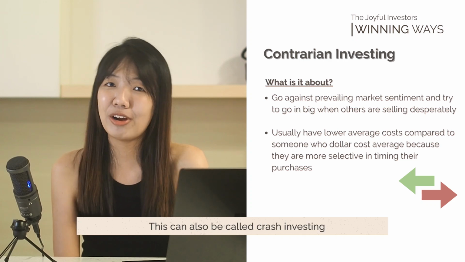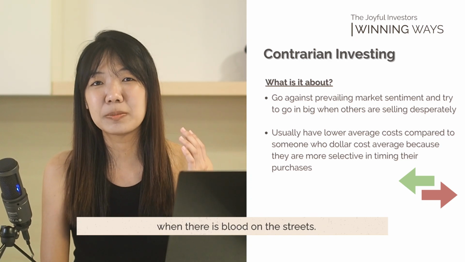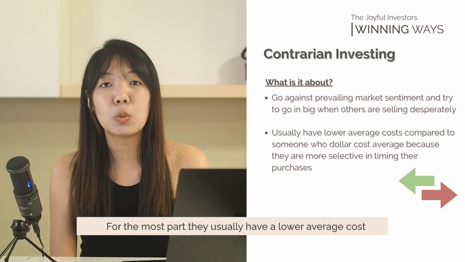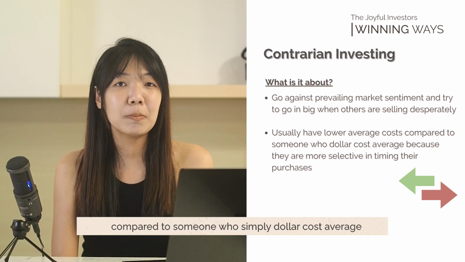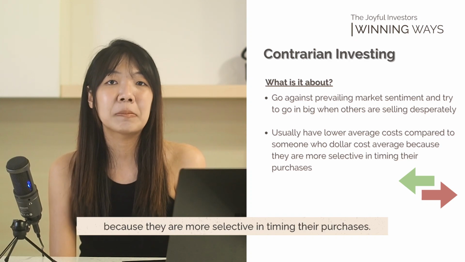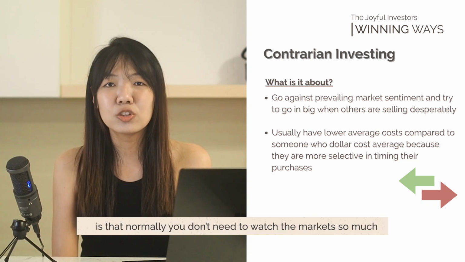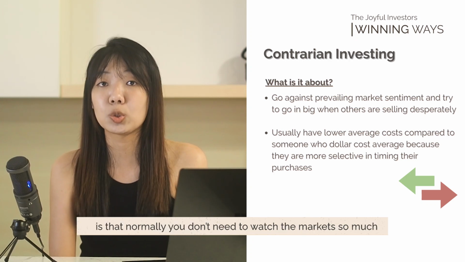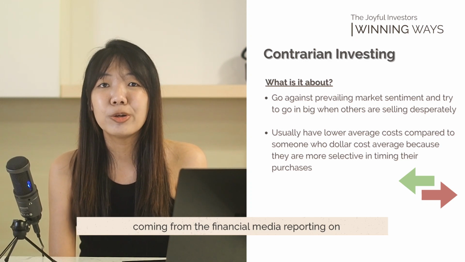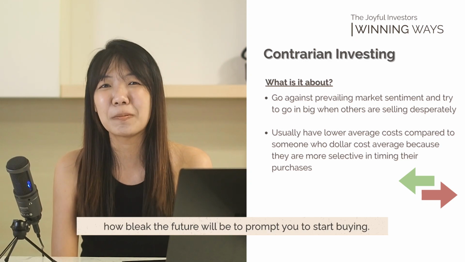This can also be called crash investing, where these contrarian investors only buy when there is blood on the streets. For the most part, they usually have a lower average cost compared to someone who simply dollar cost averages, because they are more selective in timing their purchases. The good thing about such a way of investing is that normally you don't need to watch the market so much, as there will be enough alerts coming from the financial media reporting on how bleak the future will be to prompt you to start buying.